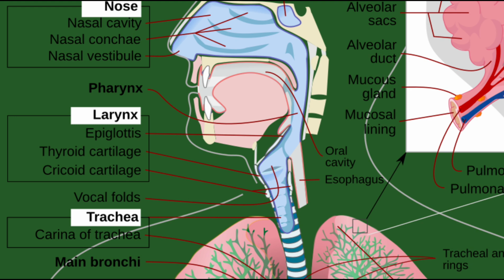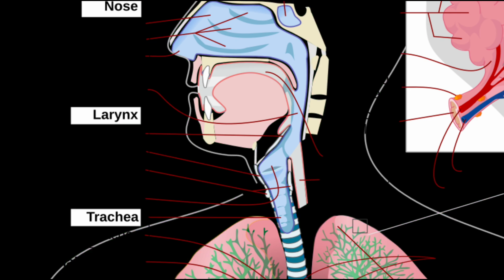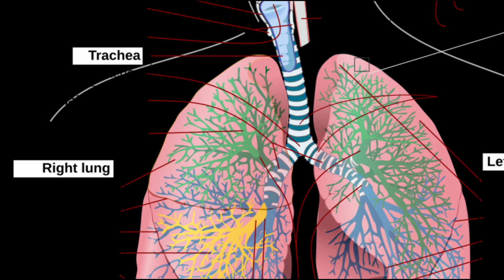The epiglottis prevents food from entering the larynx, the windpipe, during swallowing. The trachea is a semi-flexible tube supported by cartilaginous rings, which divides into primary bronchi and secondary and tertiary bronchi, leading to the terminal and respiratory bronchioles within the lungs.